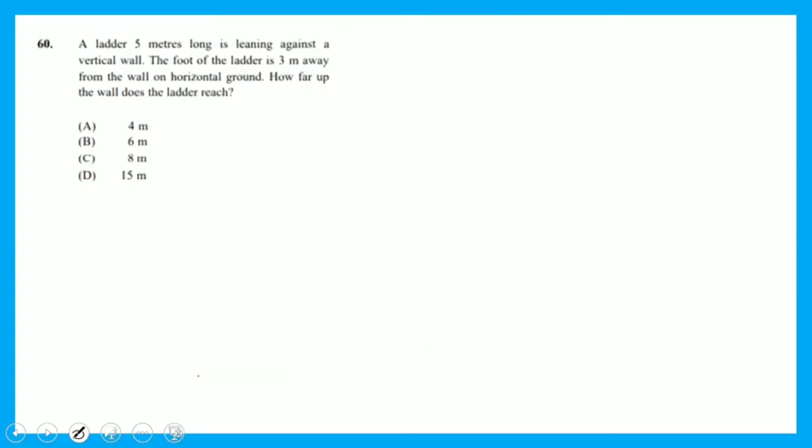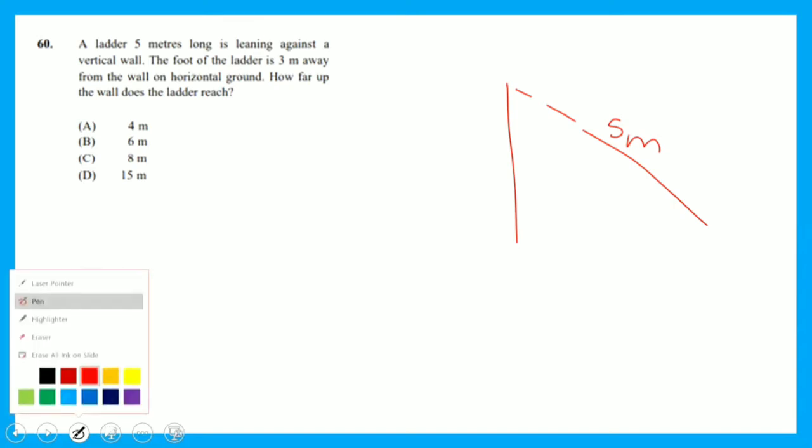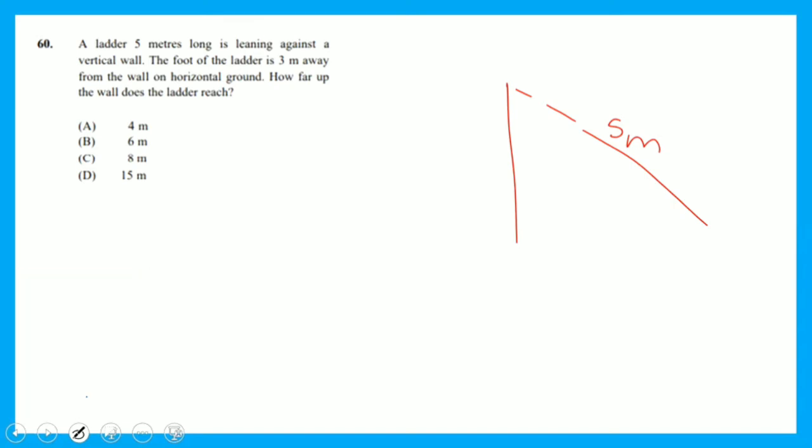Let's go. It says a ladder 5 meters long is leaning against a wall. And immediately you start sketching. Wall. Ladder. I would draw a ladder, but that ain't gonna work out. All right, a ladder is 5 meters long, okay? Leaning against a vertical wall. The foot of the ladder is 3 meters away from the wall on horizontal ground. All right, let's get some different ink up in here. So this distance, where I really should use the broken lines, is gonna be 3 meters.